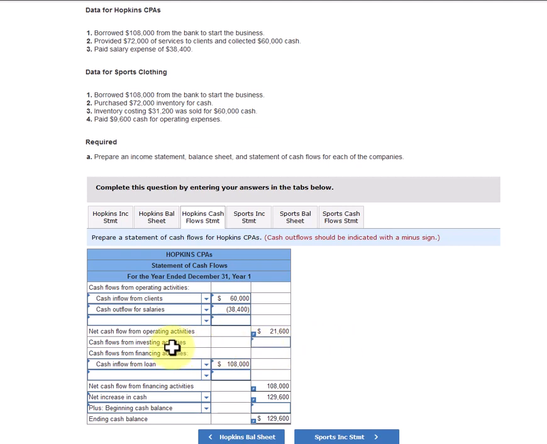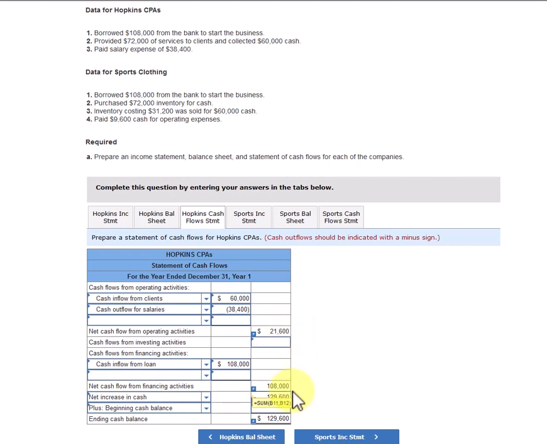Once again, we do not have any investing activities. These would be activities related to long-term investments or property, plant, and equipment. We don't have any in this case. We do have a financing activity because we have some long-term debt. The cash inflow from the loan, which was $108,000, and again, they give us that right here in the problem. And so that allows us to calculate our net cash flow from financing activities. And that gives us 108.